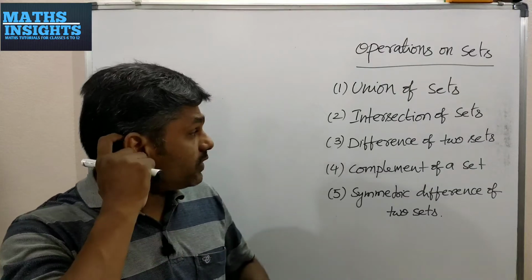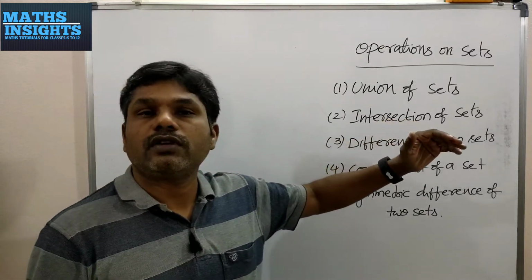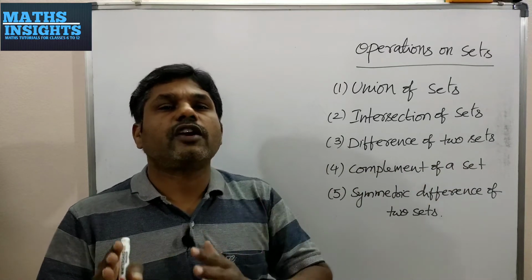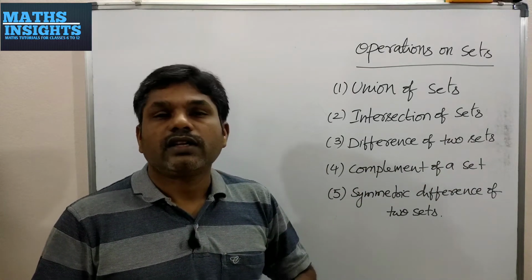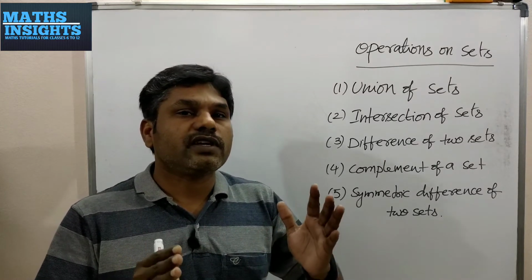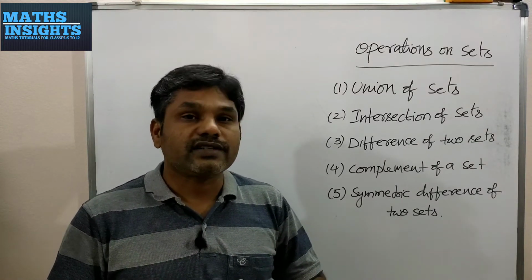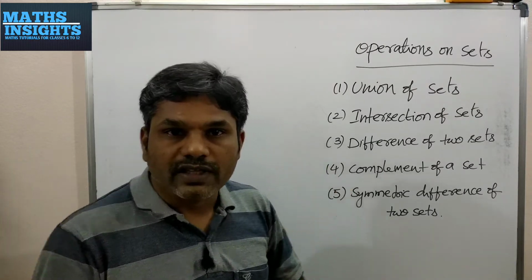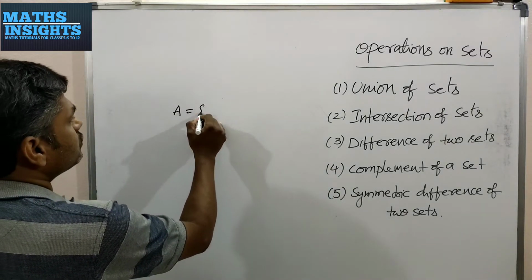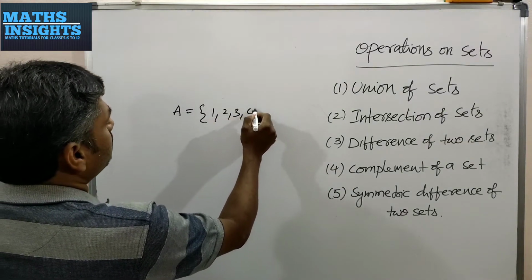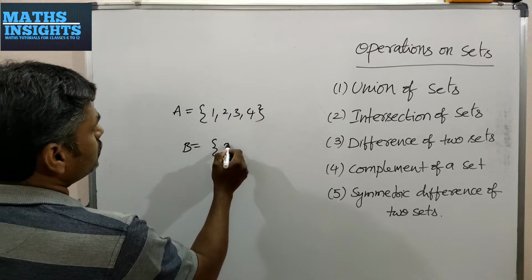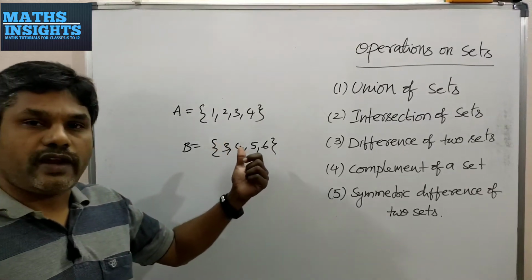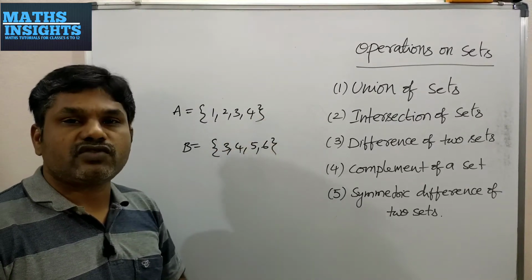If you see the next operation, that is intersection of sets. Intersection of sets means, if A and B are two sets, then the intersection of two sets A and B is a new set which contains the elements of both A and B. Both A and B. Suppose I take A is equal to {1, 2, 3, 4} and B is equal to {3, 4, 5, 6}. A and B are the two sets which contain 4 elements in each of them.